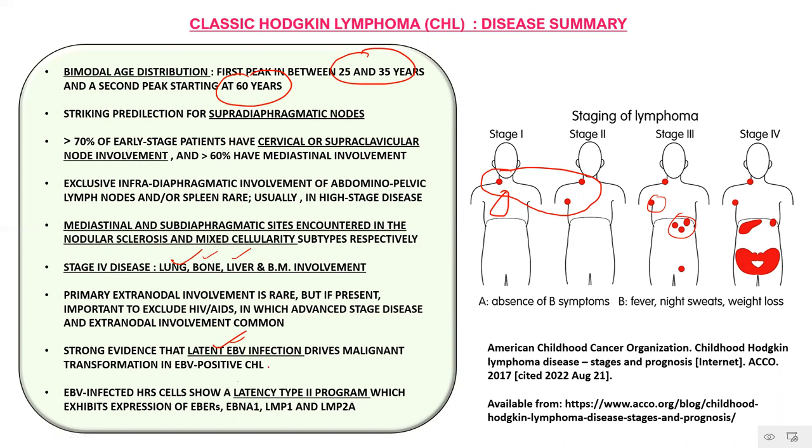And the kind of infection seen within the Hodgkin-Reed-Sternberg cells with the EBV virus belongs to a certain latency program known as type 2 latency, wherein we see expression of Epstein-Barr virus-encoded RNA, Epstein-Barr nuclear antigen 1, but not 2, and Epstein-Barr virus latent membrane protein 1 and latent membrane protein 2A.